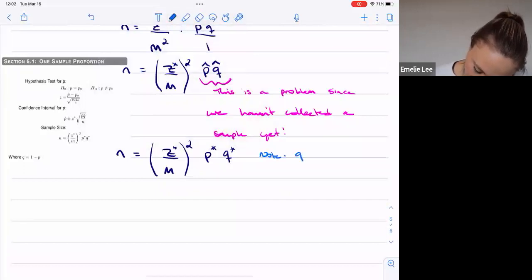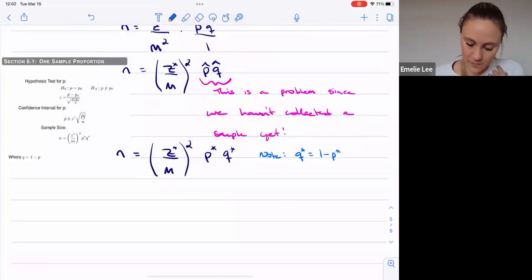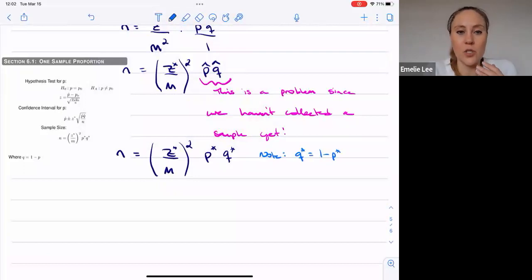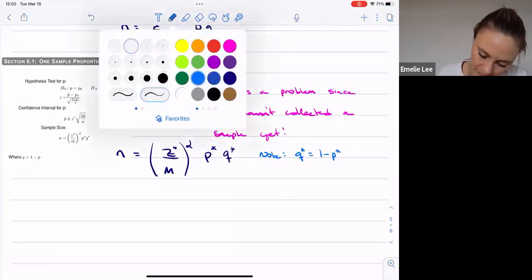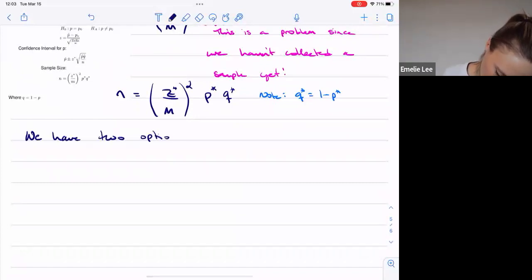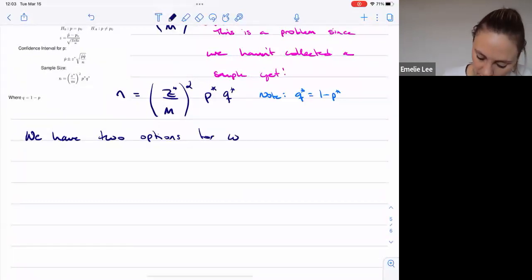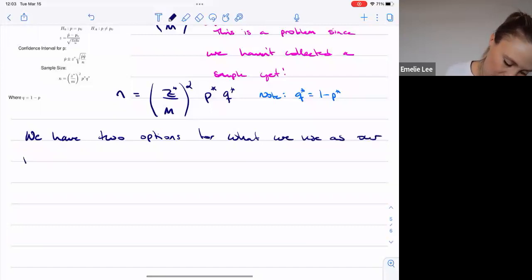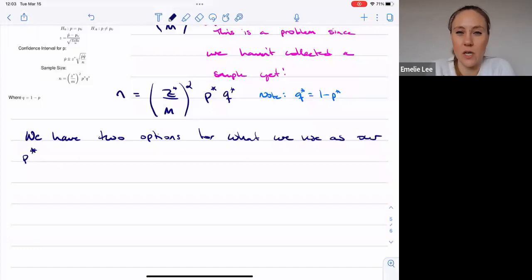Note that, of course, q star is just 1 minus p star. Okay, so we have two options for what we use as our p star, and then of course q star is 1 minus p star. So we'll just talk about p star.